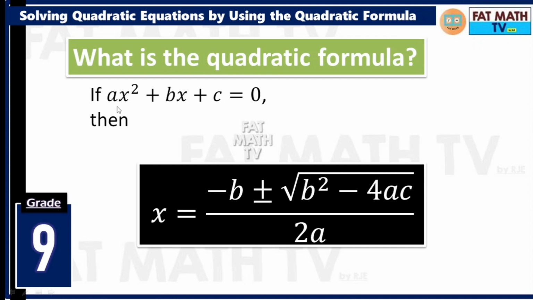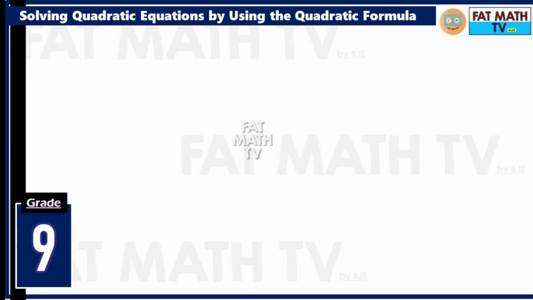So that is if you write your quadratic equation in standard form, where a is the coefficient of x squared, b is the coefficient of x, and c is the constant term, then x can be obtained by using this formula. This formula can be derived by using the completing the square process. Okay, let us have an example.